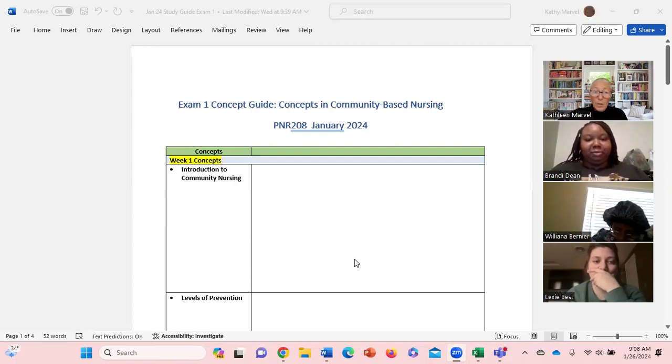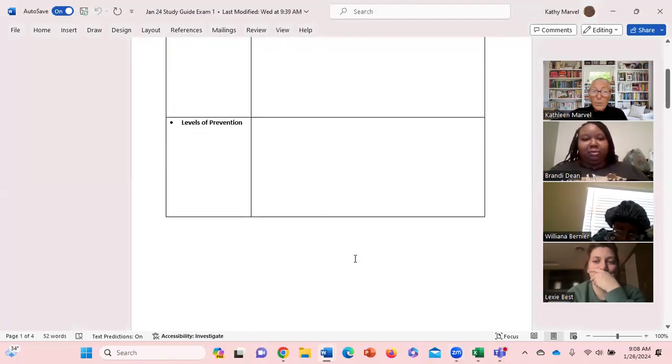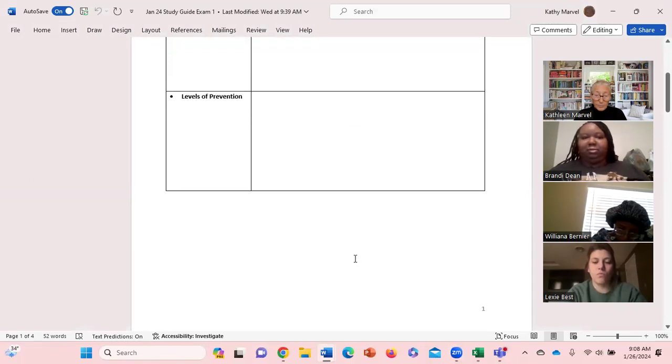Okay, let's jump to levels of prevention. What do we want to know here? Well, let's review primary, secondary, and tertiary. Primary is prevention, trying to prevent something before it happens. Secondary is screening. We're trying to screen for risk. I also like to look at secondary as early identification, early intervention.